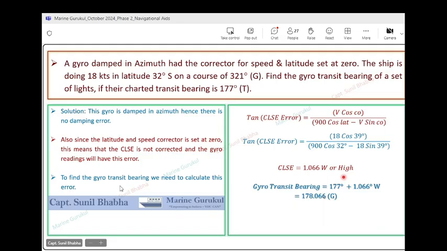Now we know that the charted transit bearing or the true bearing of the transit bearing of the lights is 177 degrees true. The gyro error is 1.066 high. So the gyro transit bearing will be 1.066 higher than the actual or charted transit bearing. So to obtain the gyro transit bearing, we add 1.066 to 177 and we get our answer as 178.066, which will be the gyro transit bearing of these lights.